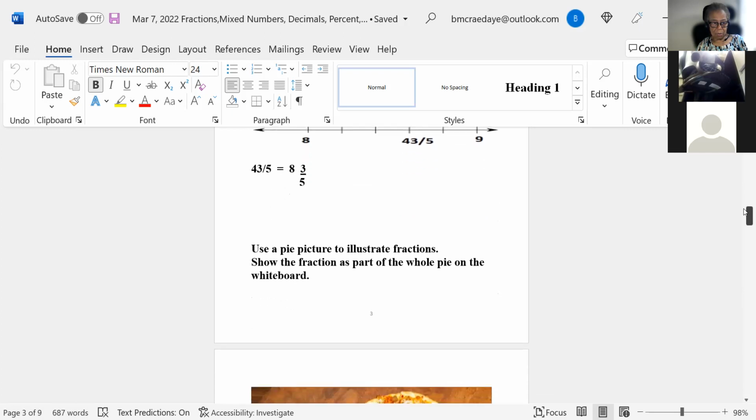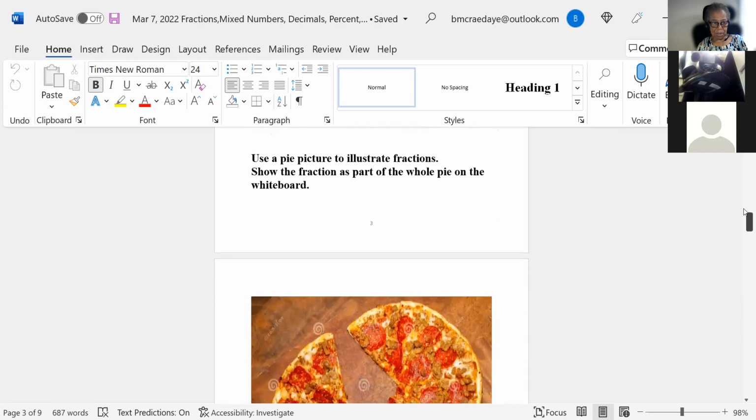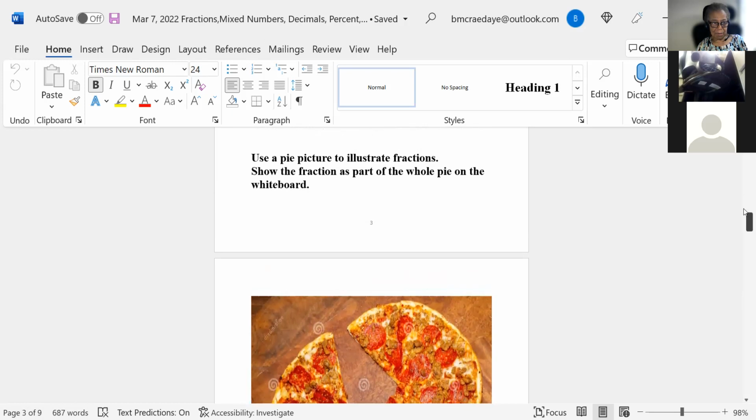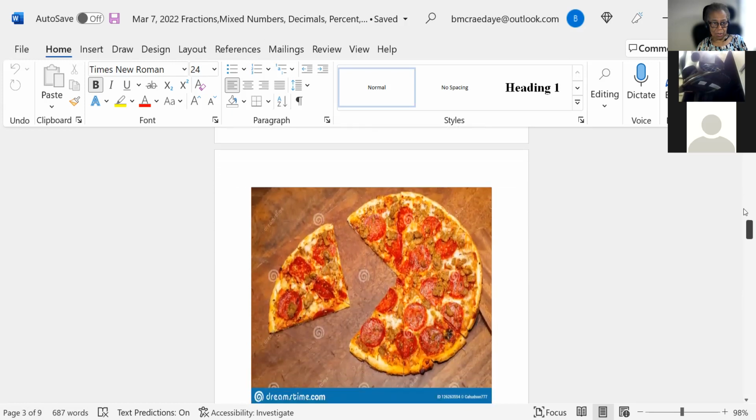Now, we want to use a pie picture to illustrate fractions. And you see the pizza? Yeah. Now, this pizza, there's a whole pizza. We took a part out. What does that look like to you? What fraction does that look like, Maureen? It looks like a half. That fraction looks like a half to you? You mean the small one? Right here. What fraction do you think that is?